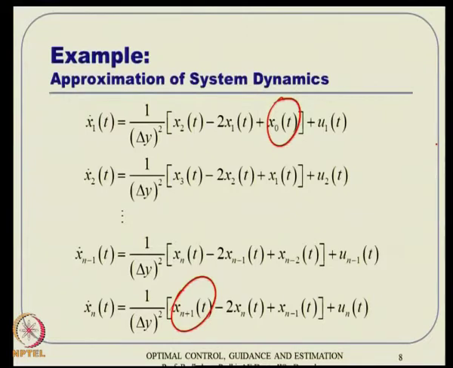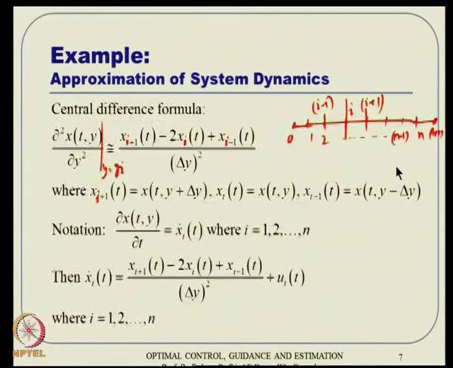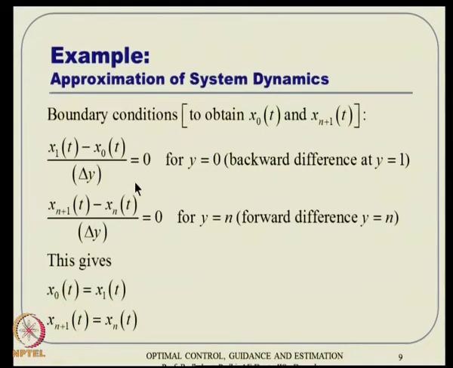Now, the question is how do you get a value for that? These are fictitious node points anyway. This is where the boundary condition comes very handy. At y equal to 0, I will use backward difference, and at y equal to 1, I will use backward difference, and here I will use forward difference at y equal to y n. So that I get the boundary conditions implemented this way.